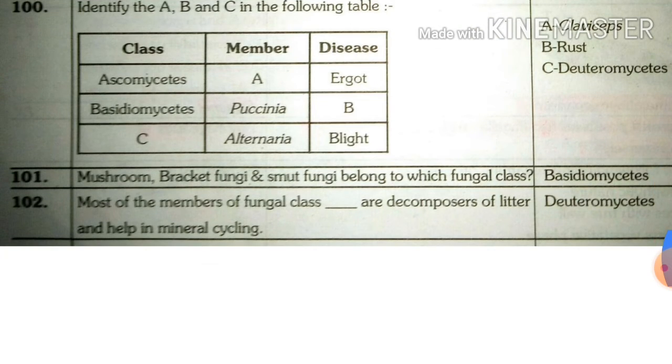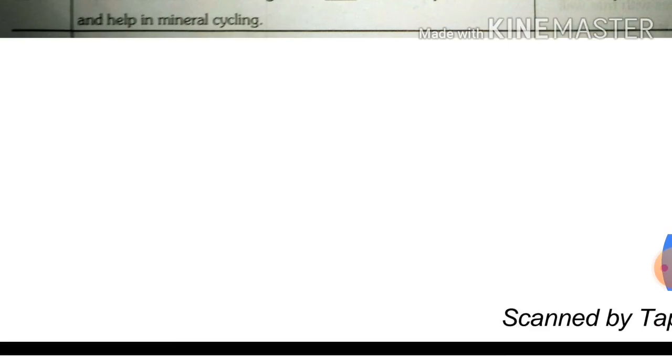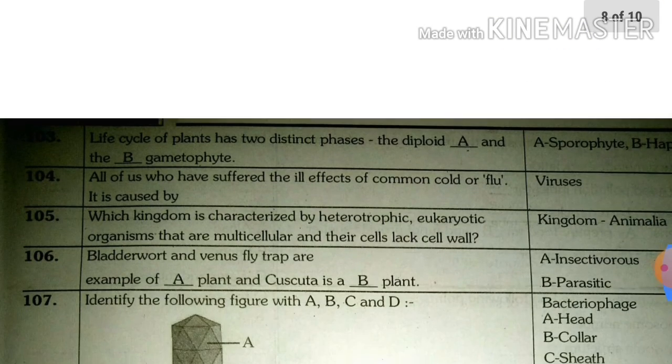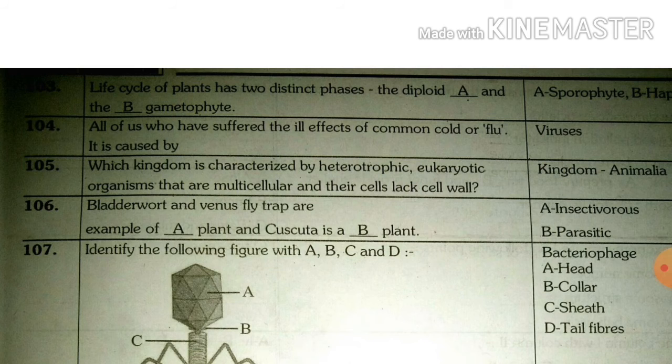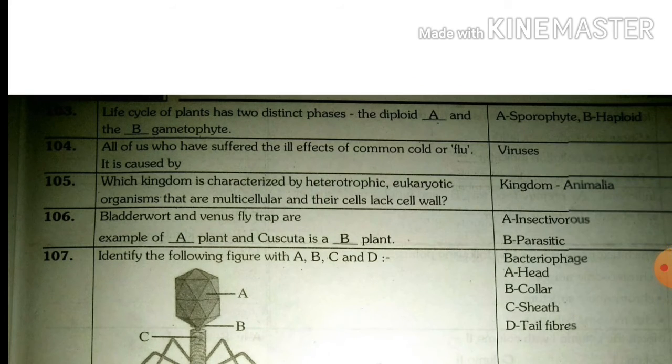Mushroom, bracket fungi, and smut fungi belong to which fungal class? Basidiomycetes. Most members of fungal class Deuteromycetes are decomposers of litter and help in mineral cycling. Deuteromycetes. Next, the life cycle of plants has two distinct phases: the diploid is sporophyte and the haploid is gametophyte.